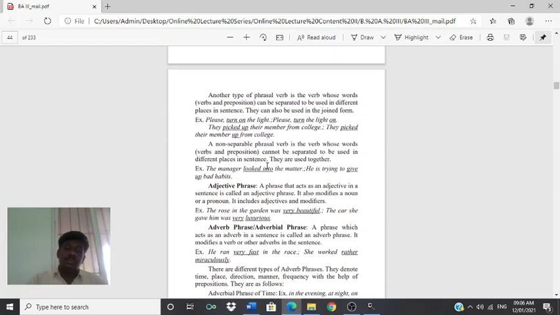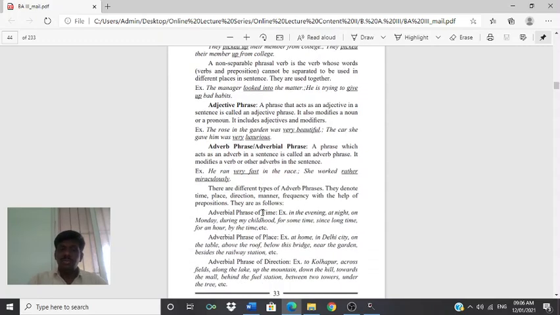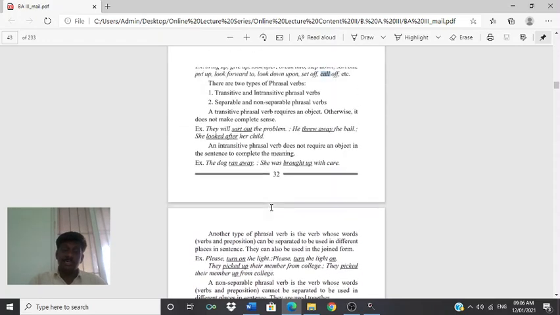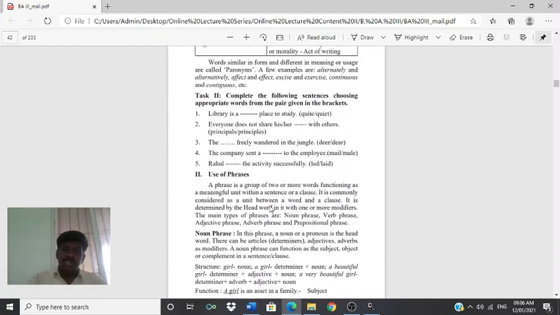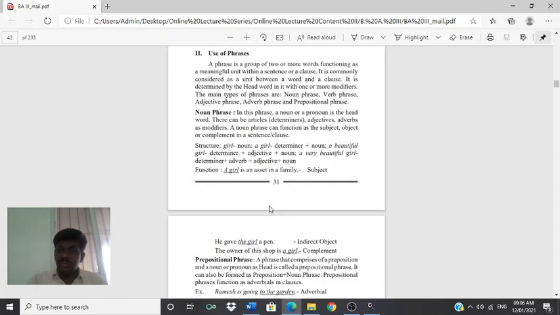Then the remaining two, adjective and adverbial phrase, we will discuss in the next session. Understand that in this session we discussed phrases. What are phrases? A phrase is a combination of words. And what are clauses? A clause is a combination of phrases. So a phrase is a group of two or more words that functions as a meaningful unit within a clause or a sentence. So this is what we learned.